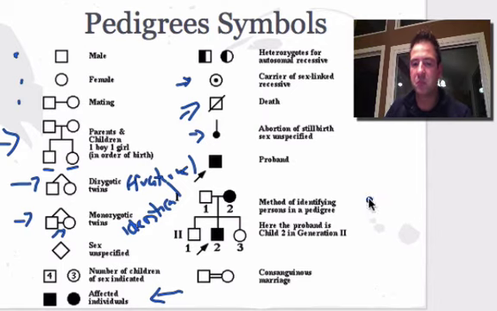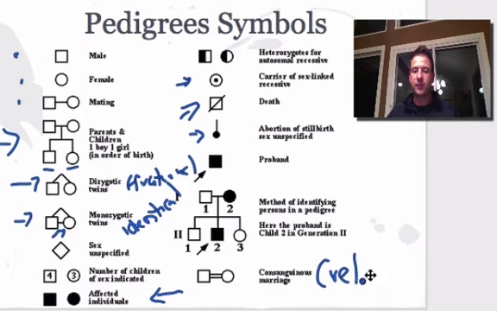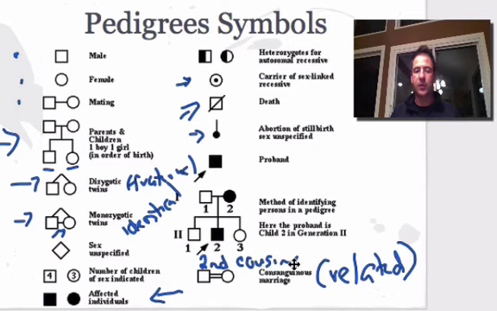Basically, we can just look down on consanguineous marriage. Well, that means same. That means they're related, basically. So they're related. That's what that means. Sometimes they might even say above it, you know, second cousin or something like that. Okay. So that's pedigree symbols, and you're going to have to understand these symbols.